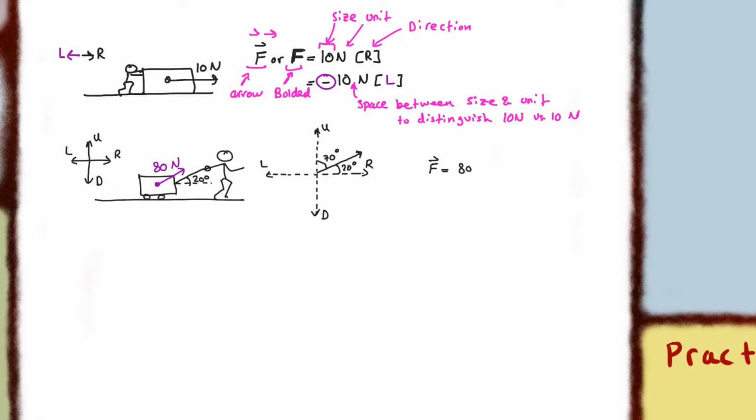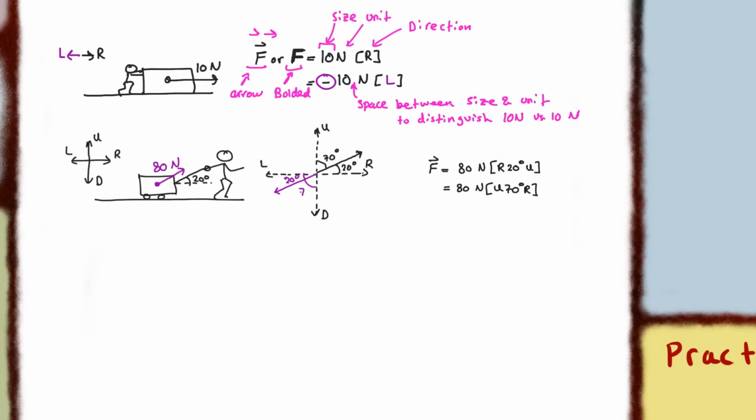We can write this force in many different ways. One way is to write that the magnitude is 80, that the unit is Newton, and in square brackets we start with the direction that it's pointing at. In this case we start from right and then we go 20 degrees towards the direction up. Another way of writing this is 80 Newton starting in the up direction and then moving 70 degrees towards the right direction.